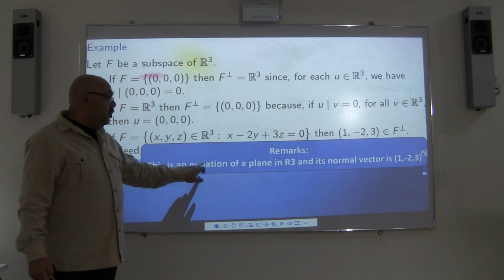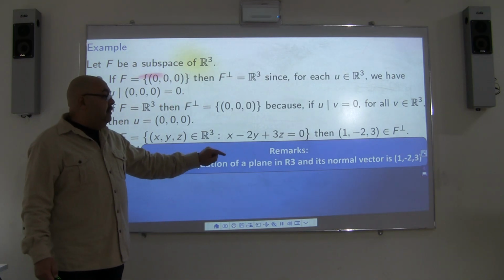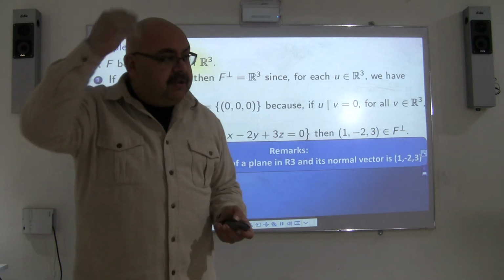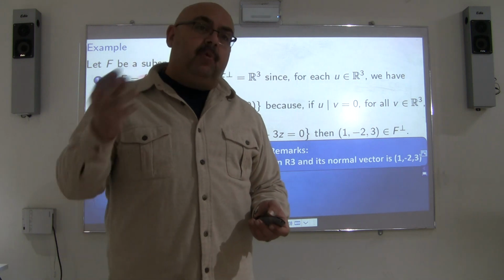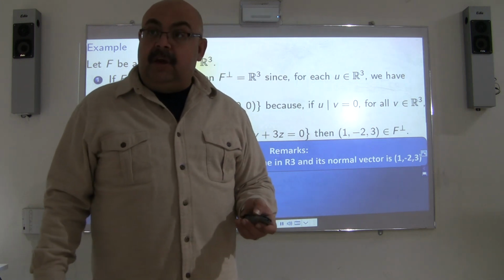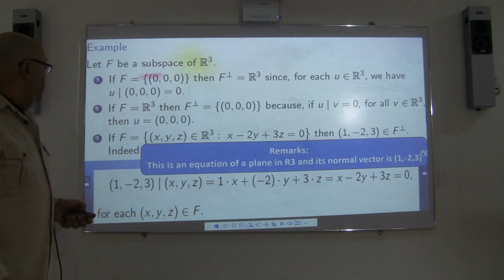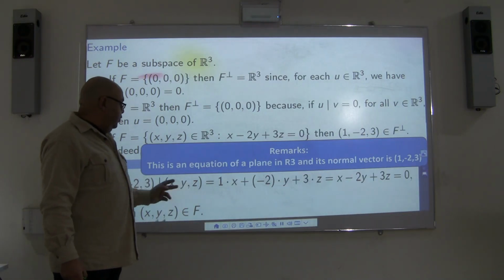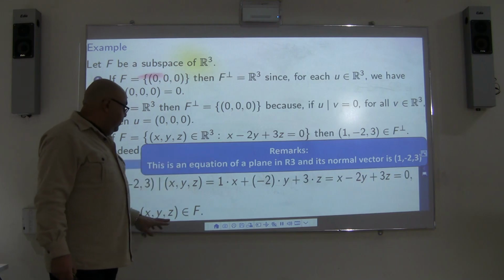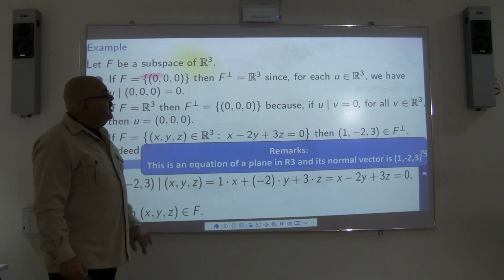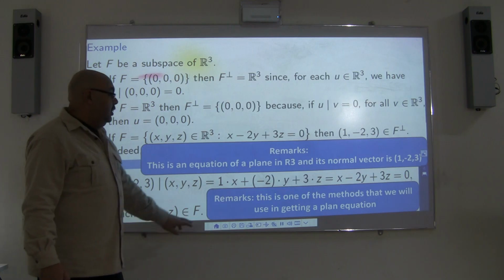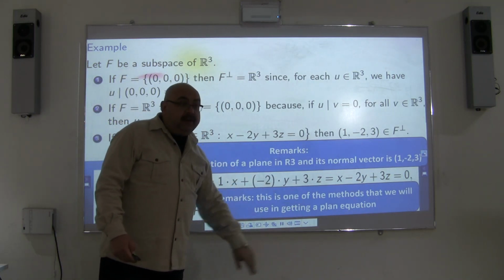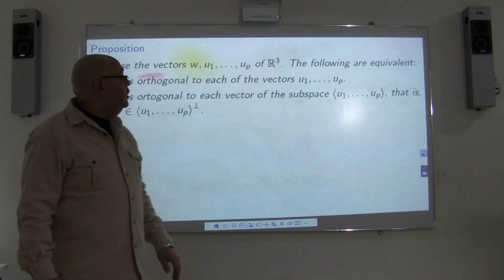This is an equation of a plane in R3, and its normal vector is 1, negative 2, and 3. This is what we are going to cover by the end of this week or the beginning of next week, which is the equation of a plane. Okay? So once more, 1, negative 2, 3 dot xyz, if you multiply them together, the result will equal 0, which means it is a normal vector for this plane. Remember, this is one of the methods that we will use in getting a plane equation next time, inshallah.